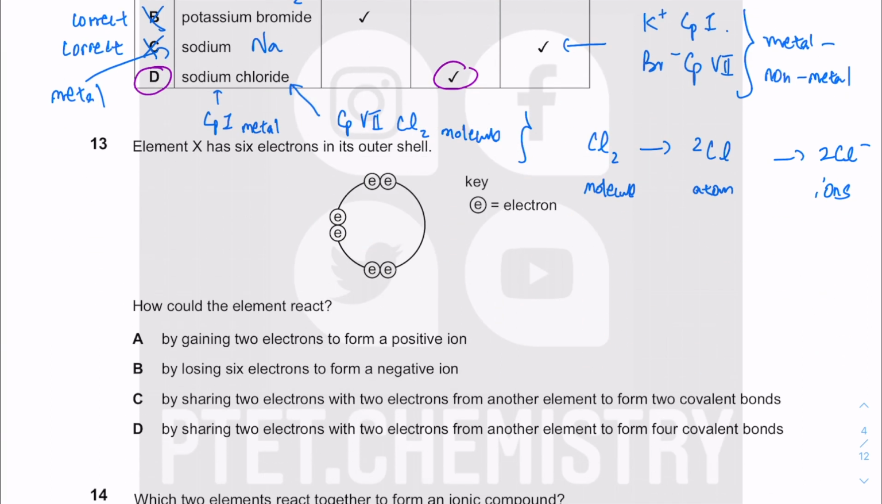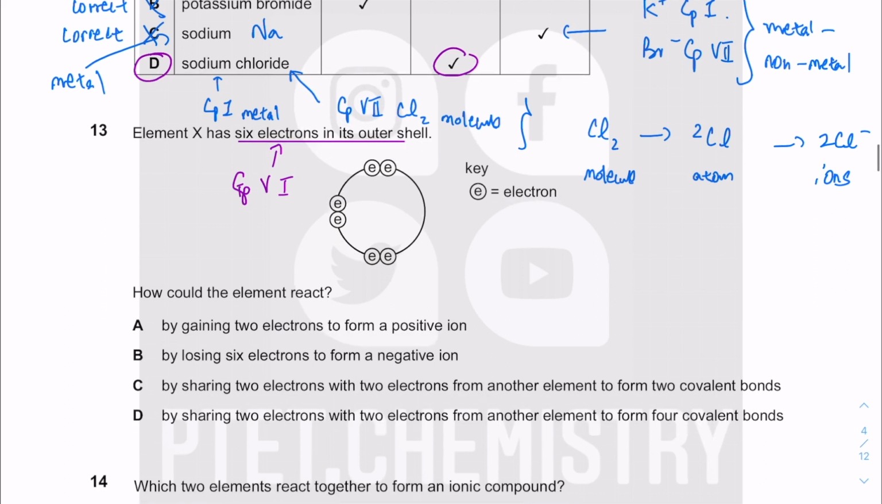Question 13, so a bit of atomic structure here. Element X has 6 electrons in its outer shell. If you have 6 electrons in the outer shell, that makes you a group 6 element, so Roman numeral VI. Don't think my handwriting can get any better. How could the element react? When you gain 2 electrons, you do not form a positive ion, you form a negative ion.